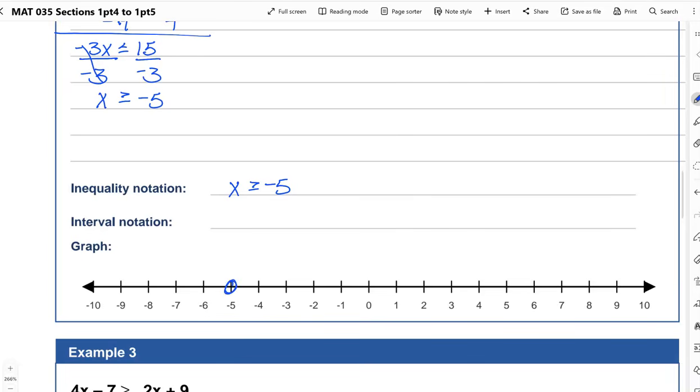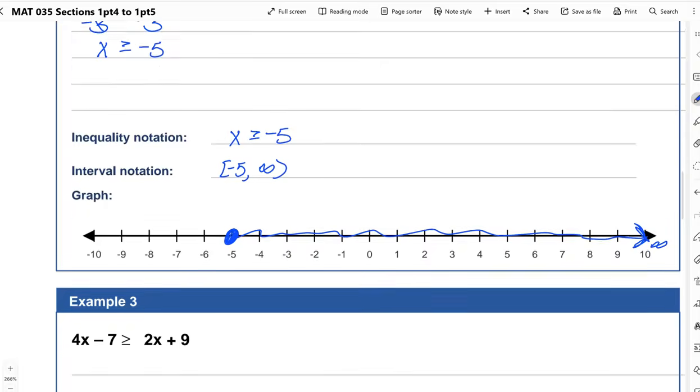On the graph, I'm going to have a closed circle at negative 5, and we're shading to the right. Remember, this goes off to infinity, so you can see the interval notation coming out here. It's going to be bracket, negative 5, comma, infinity, parentheses.